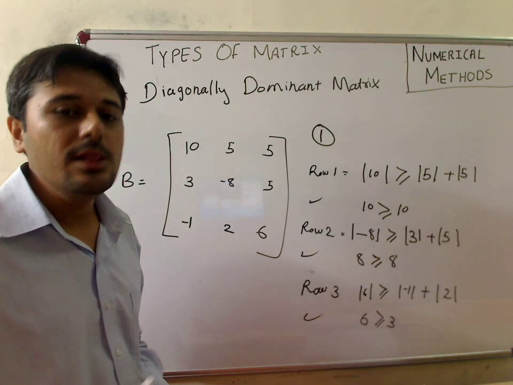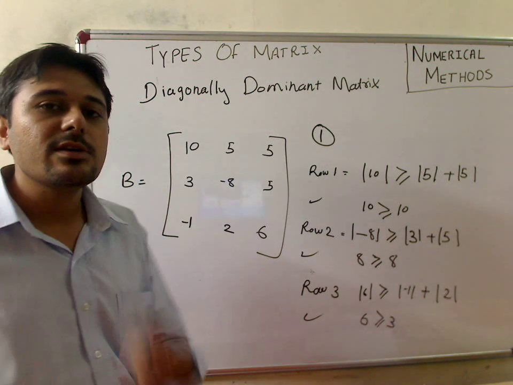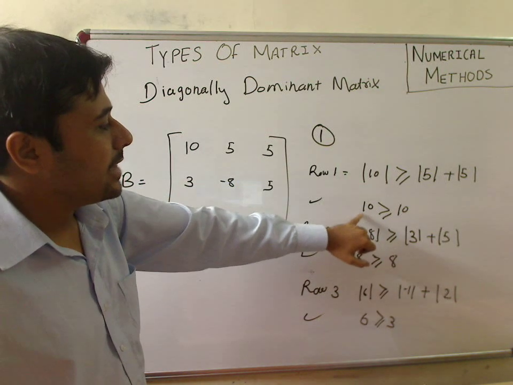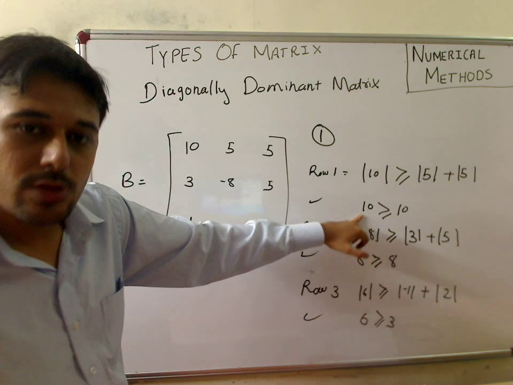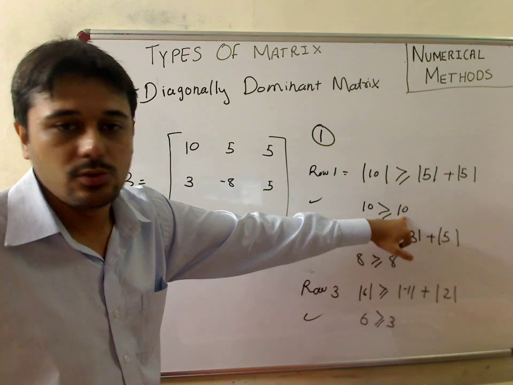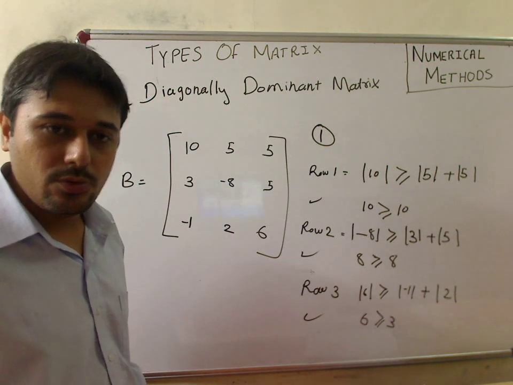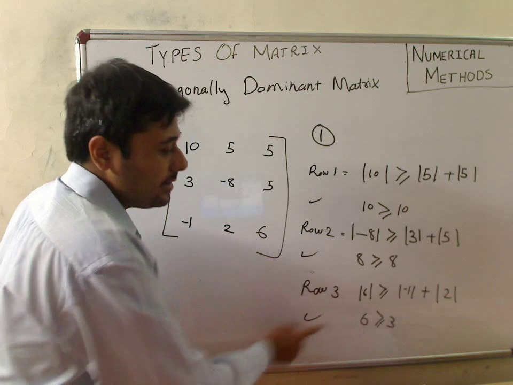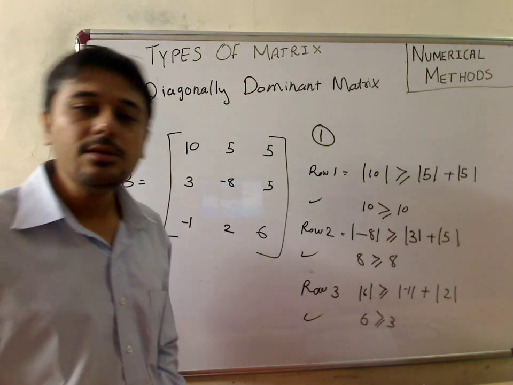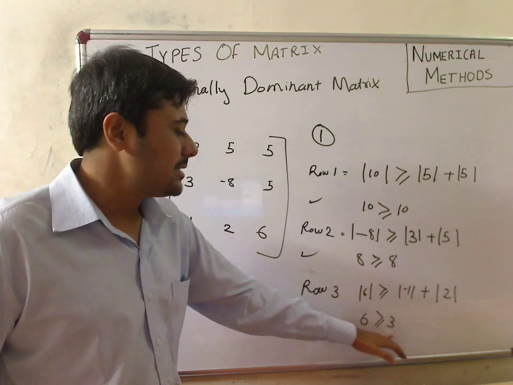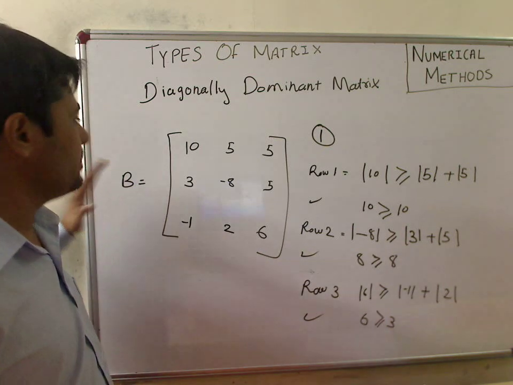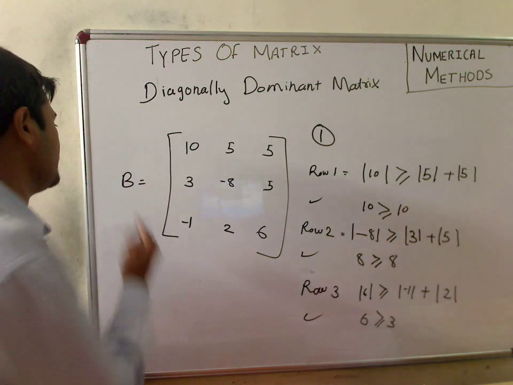So this is a diagonally dominant matrix, which satisfies basically 2 conditions. For all rows, the modulus of the diagonal element is greater than or equal to the summation of other elements in those rows. And for at least one row, the modulus of the diagonal element is purely greater than the summation of other elements in that row. So matrix B is a diagonally dominant matrix.